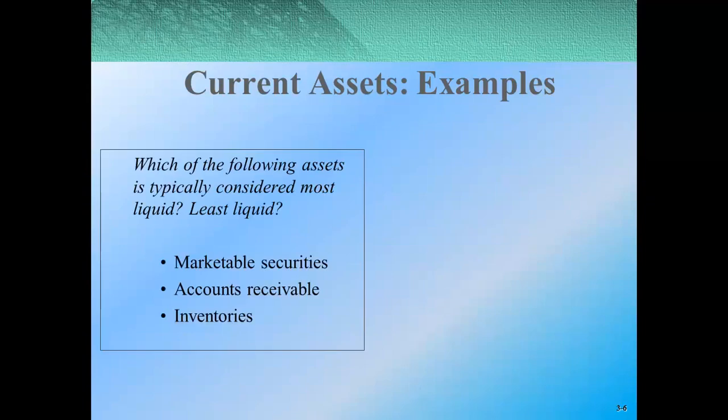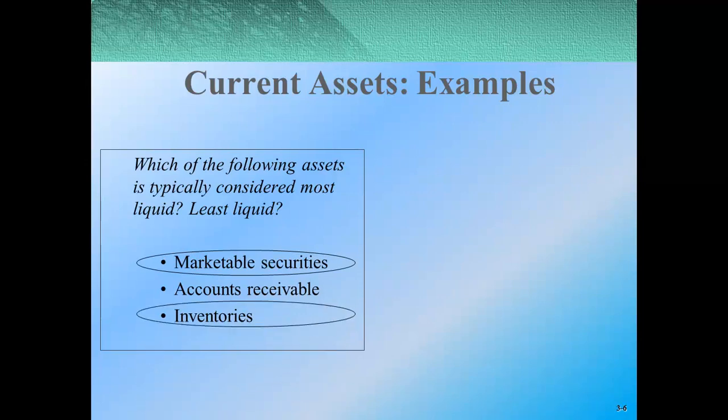Examples of current assets are marketable securities. Accounts receivable are also current assets. Inventories are also current assets. The most liquid among these is marketable securities. The least liquid among these could be inventories, because you have to go out in the market and sell them. Accounts receivable, well, you can just go to your customers and ask for your money. So marketable security is most liquid. Least liquid is inventories.